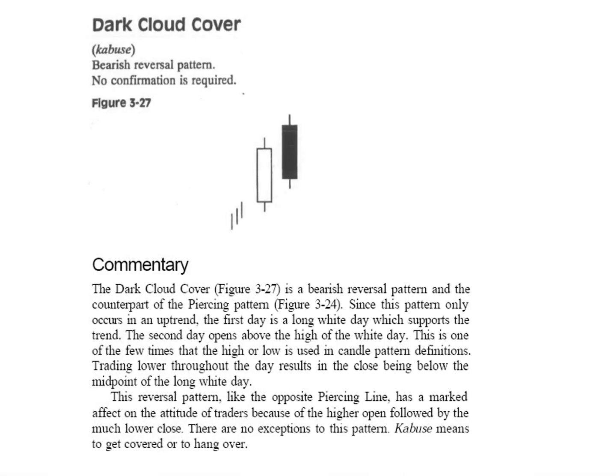Dark cloud cover. This is a bearish reversal pattern. Dark cloud cover is a bearish reversal pattern and the counterpart of the piercing pattern, which we have just seen. Since this pattern only occurs in an uptrend, the first day is a long white day, which supports the trend. Here we can see there was an uptrend earlier. Our first day is a white body, which supports the previous trend.